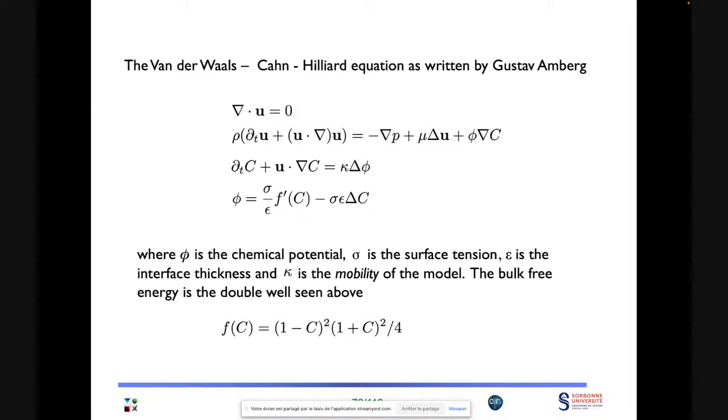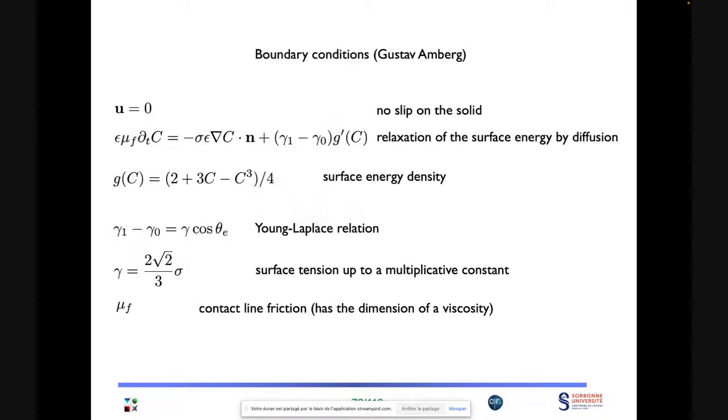You get a set of complicated equations. The first one is incompressibility. The second one is like Navier-Stokes with this new surface tension term here. The third equation is the Cahn-Hilliard equation for the order parameter. Phi is the chemical potential, and kappa, the coefficient that gives you the flux, is the mobility of the model. The bulk free energy is again the double well. And the boundary conditions are very complicated.